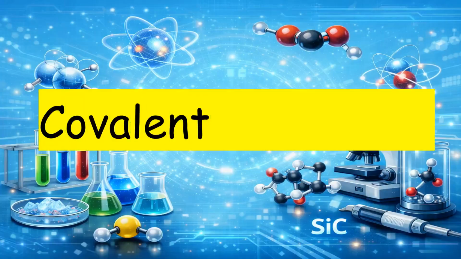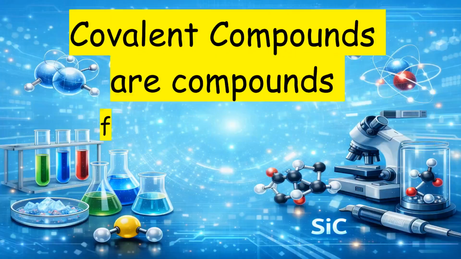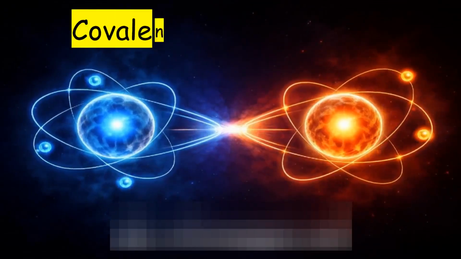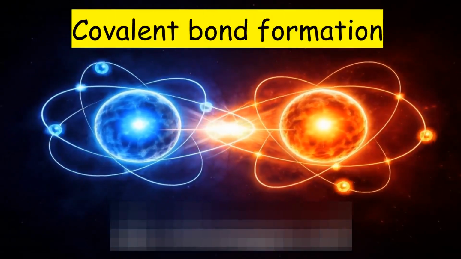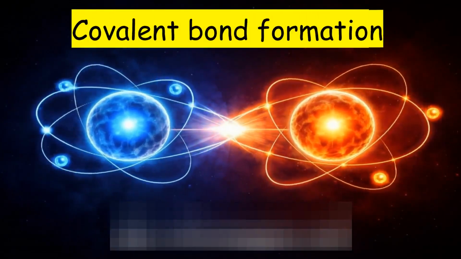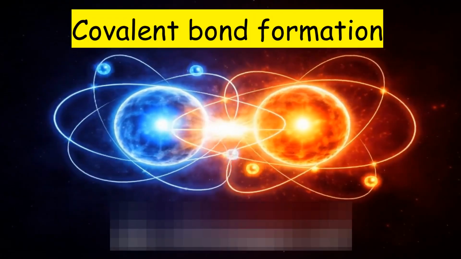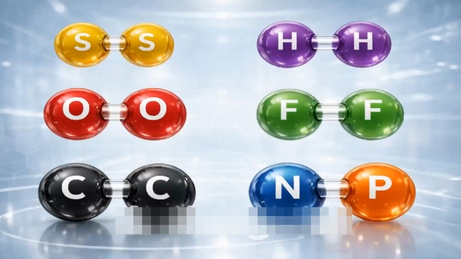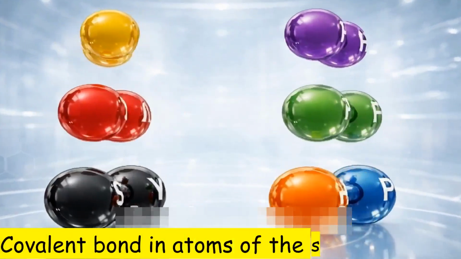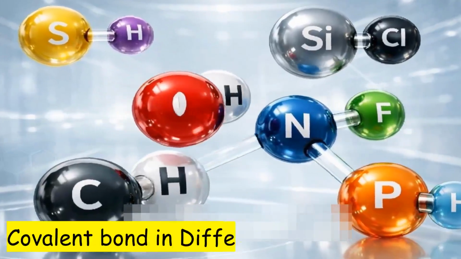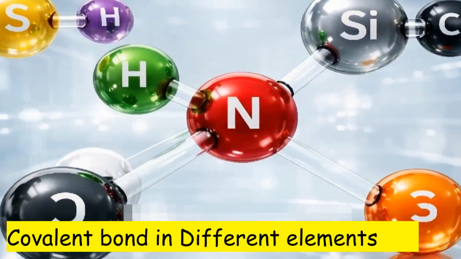Let's look at covalent compounds. Covalent compounds are compounds formed from the sharing of electrons between two or more different atoms. As the name suggests, covalent compounds contain covalent bonds. Covalent bonds are formed by the sharing of electrons between atoms. Covalent bonding involves different atoms of the same element or different elements sharing electrons in their outermost shells to attain a stable electron configuration.